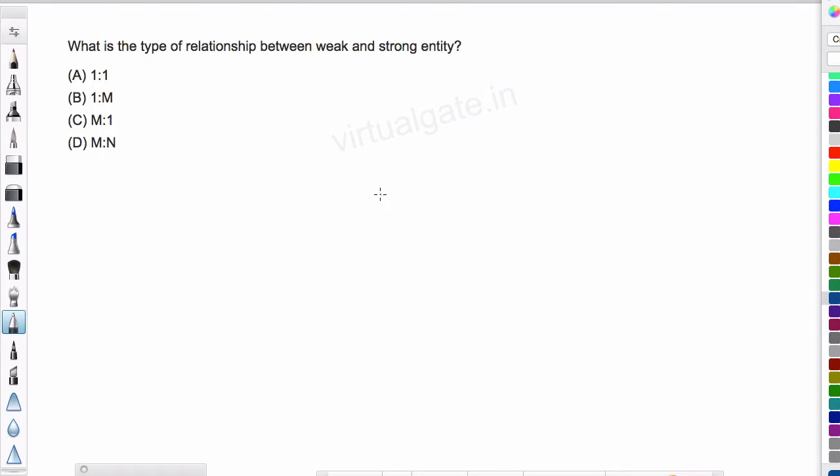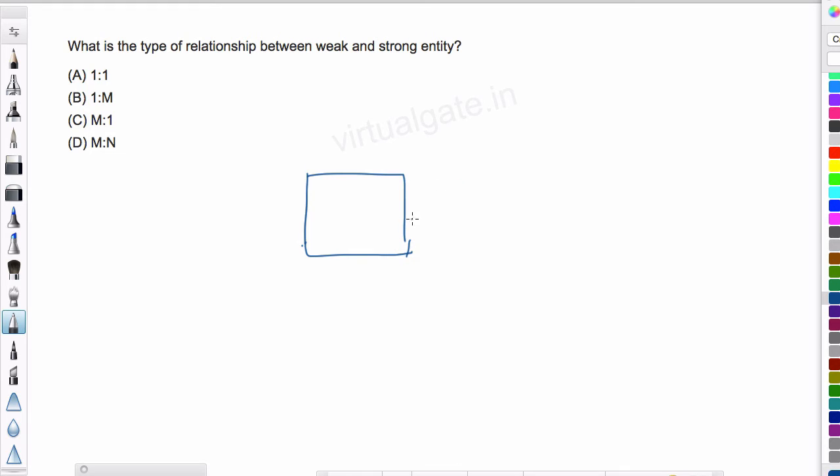Hello everyone, welcome back. This is a question asking about the relationship between weak entity and strong entity. And if you have gone through the ER diagram lecture series carefully, then it should not be a difficult problem for you. So let's draw a strong entity, okay?